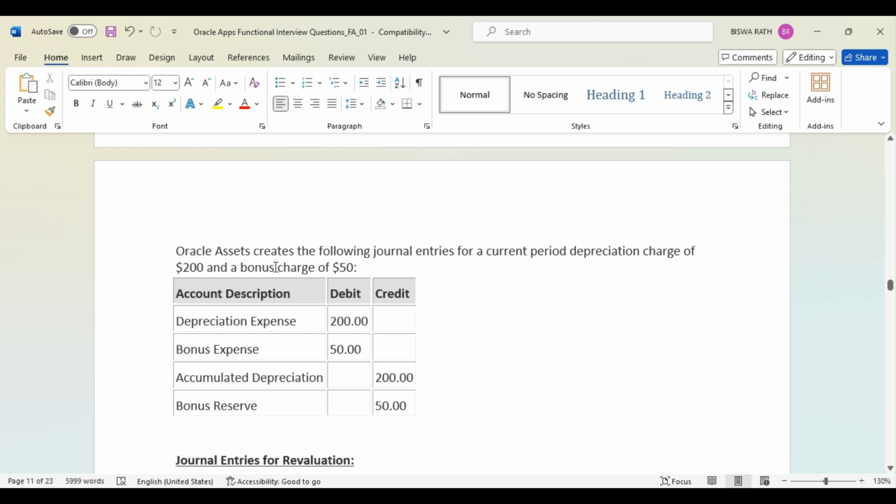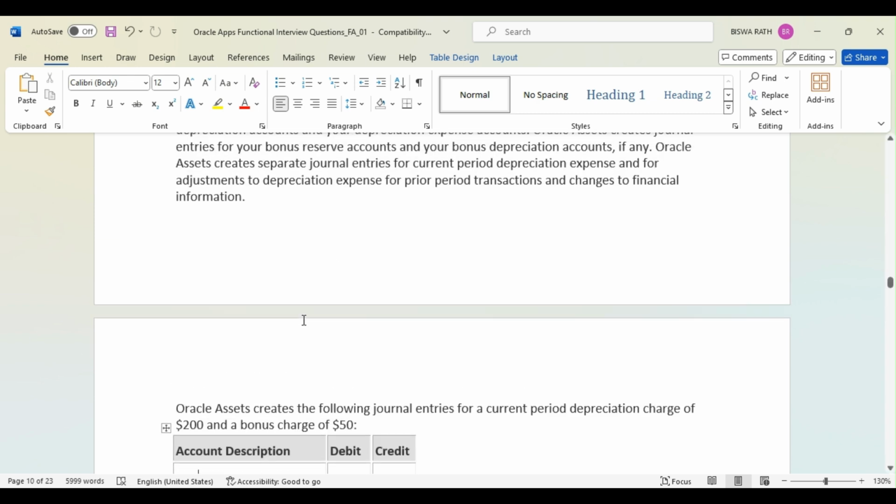So try to understand here. Oracle Assets creates the following journal entry for a current period depreciation charge of $200 and a bonus charge of $50. The scenario is a normal depreciation entry: depreciation expense $200 to accumulated depreciation $200, and there will be bonus expense based upon the scenario provided here, $50 to the bonus reserve. This is the overall accounting entry for the bonus depreciation treatment.